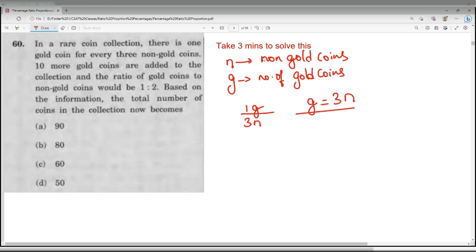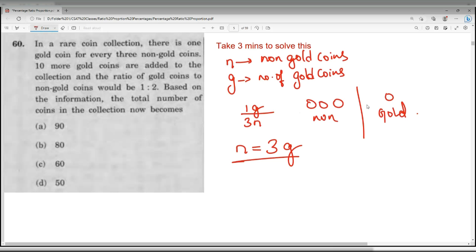What they're saying is, please be very careful here. For every 3 non-gold coins, there is 1 gold coin. So the number of non-gold coins has to be 3 times the gold coins. From this diagram, they are saying that for every 3 non-gold coins, there is 1 gold coin. So n is equal to 3g.